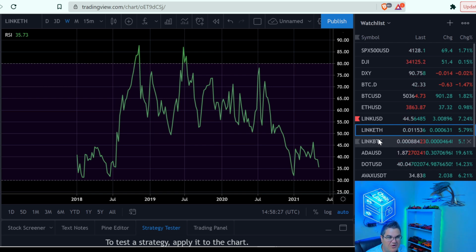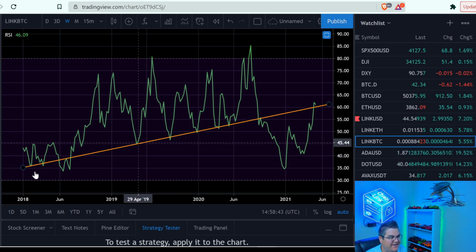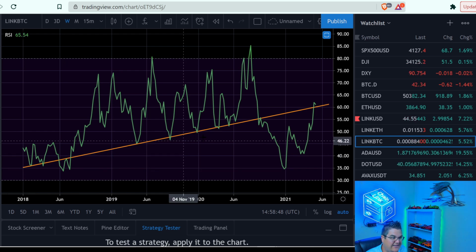If you're still with me, for the 4 of you that are still with me. Link Bitcoin. Look at this on a weekly chart. Look at our trend line for the weekly RSI, going back to 2018. Just a little bit of time. Look at the trend here.